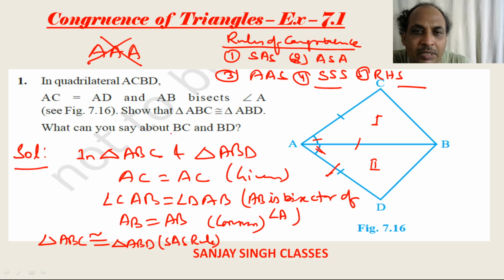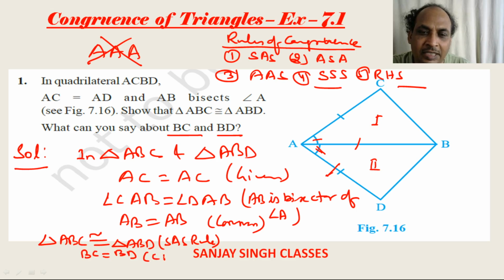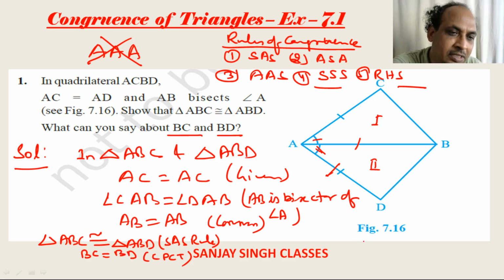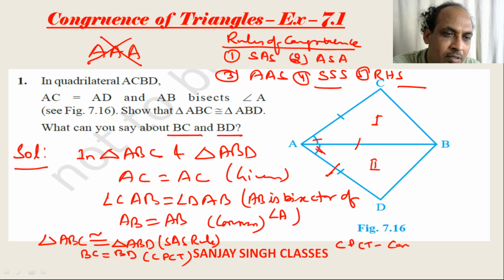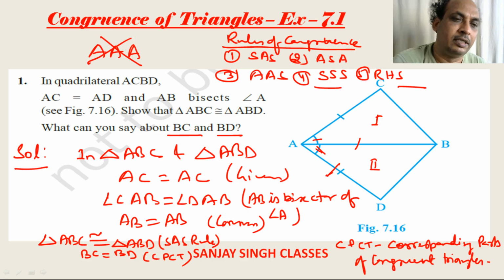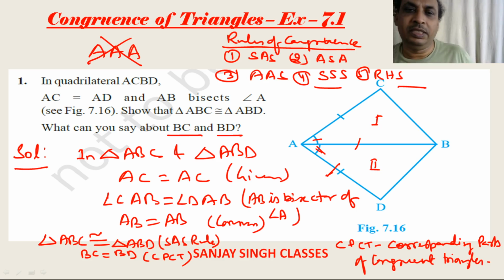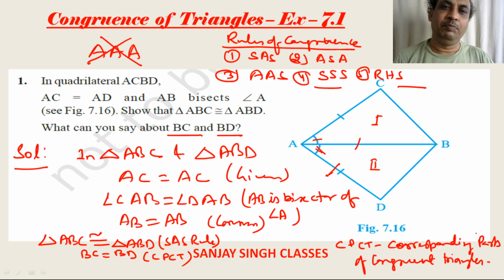What can you say about BC and BD? Now, if these two triangles are congruent, it means BC will become equal to BD. What we are saying is CPCT. CPCT means corresponding parts of congruent triangles. So always we will be using the abbreviation CPCT.